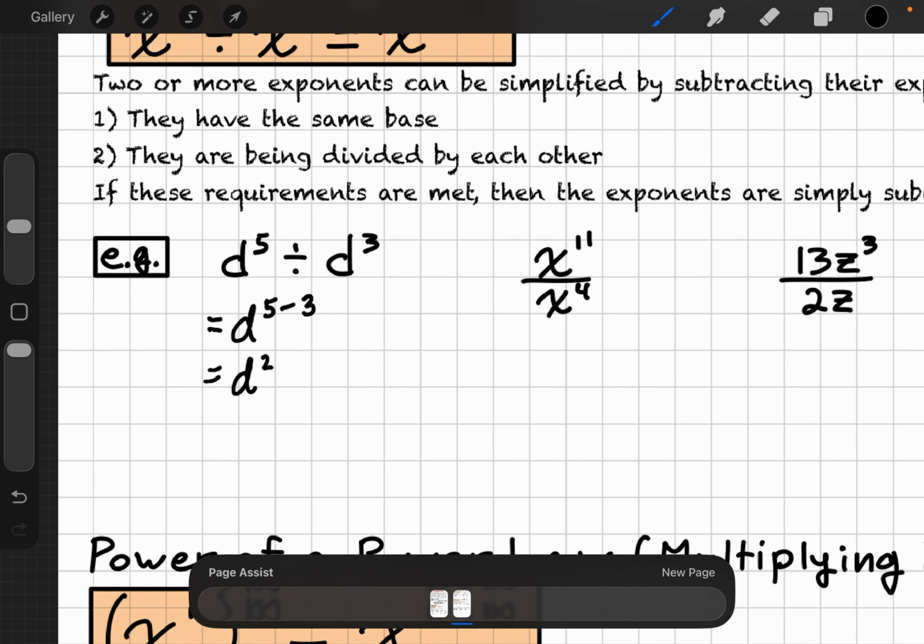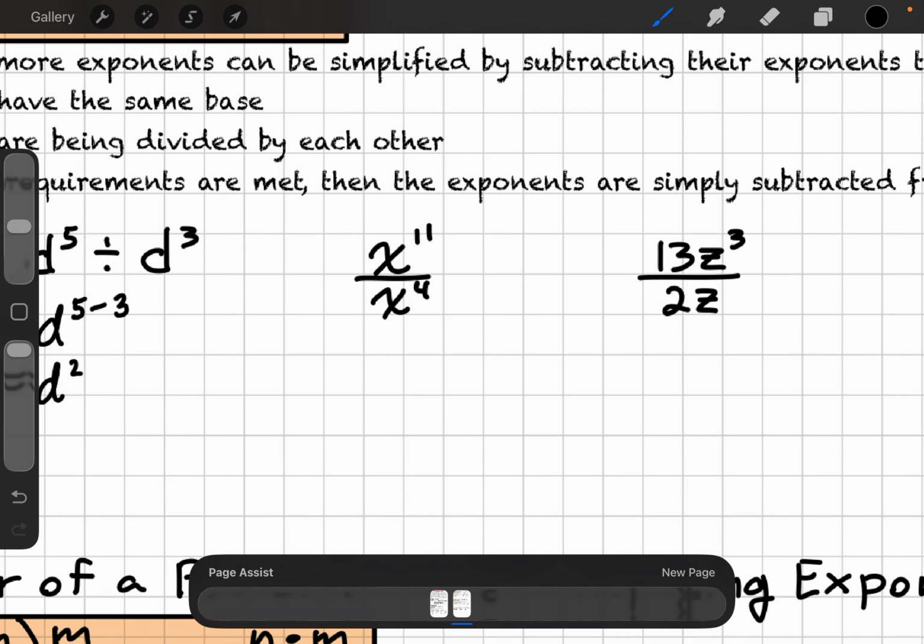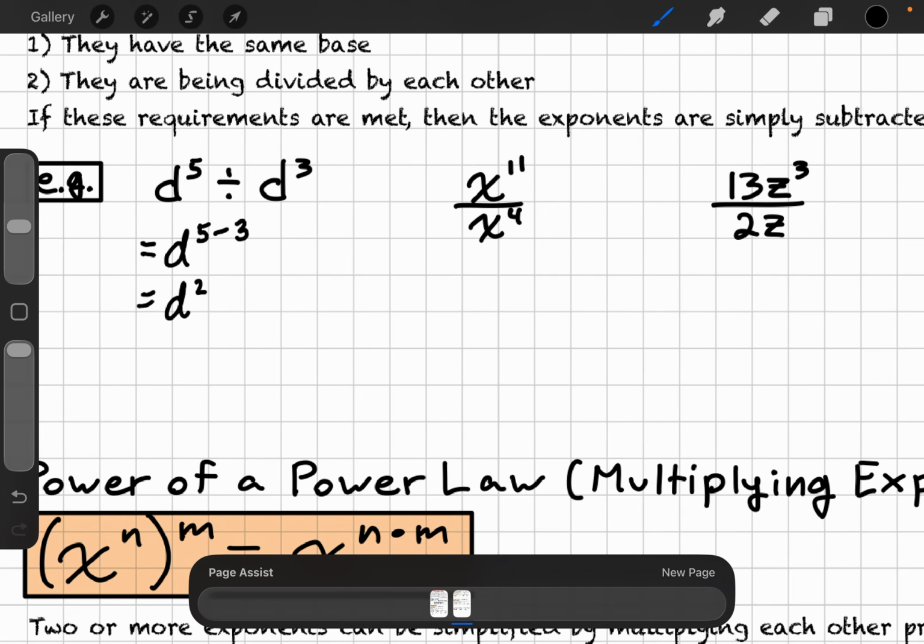all right? Next one, x to the power of 11 over x to the power of 4, or you can also say it as x to the power of 11 divided by x to the power of 4. Here, apply the quotient law. x to the power of 11 minus 4, same thing as x to the power of 7.